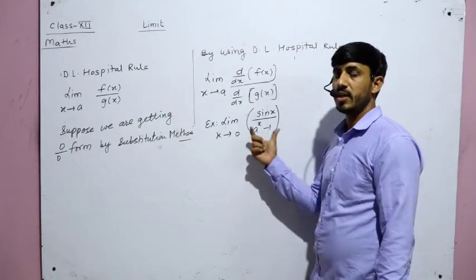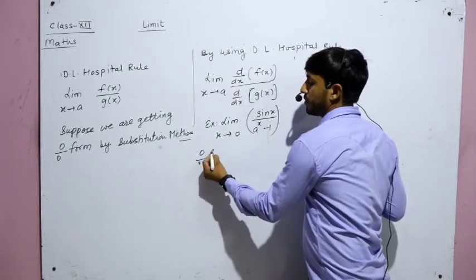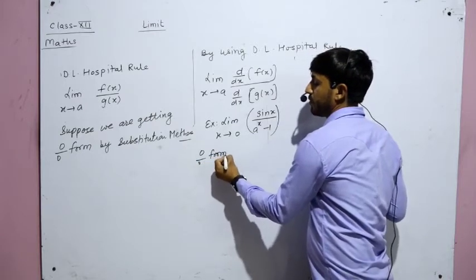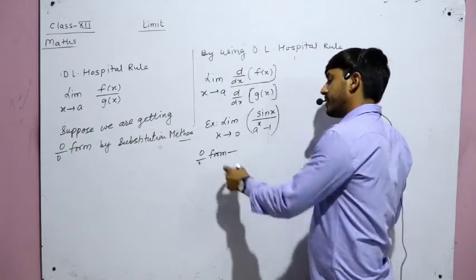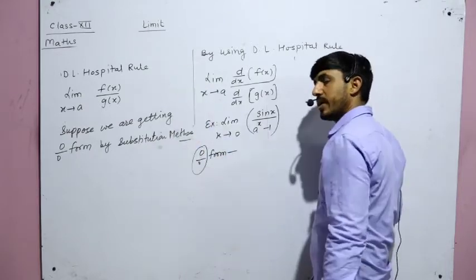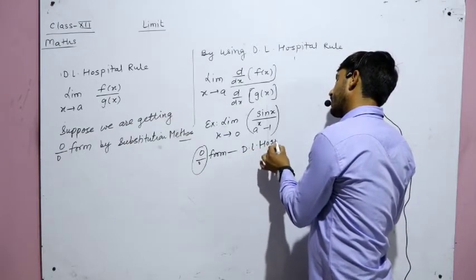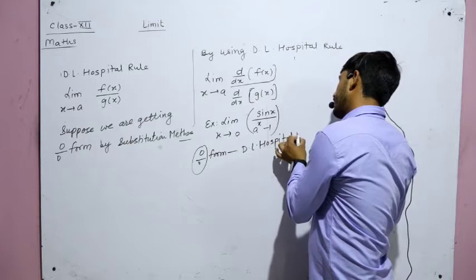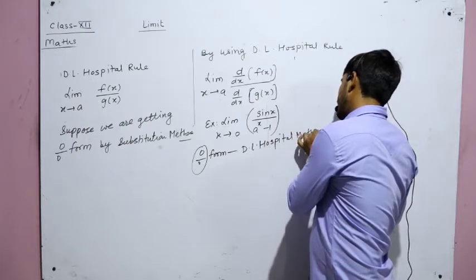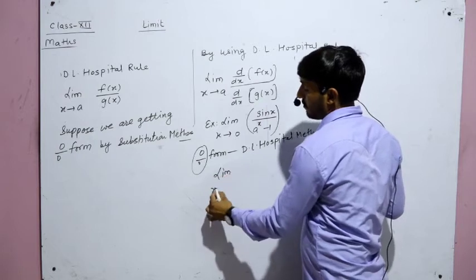As you can see here, the 0 by 0 form is again obtained. That's why we cannot use the substitution method, and we have to use another method. As we are discussing the 0 by 0 form, the related method is the L'Hospital method, so we can use it. And what does this method tell us? It tells us that we have to differentiate the given function.